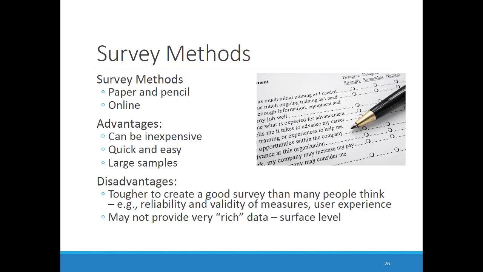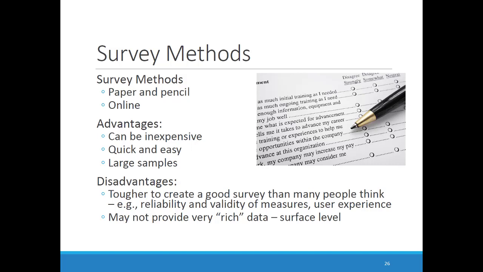Some of the disadvantages include that it is more difficult to create a good survey than many people think. You have to consider things like reliability and validity of your measures, which we are going to talk about later in this lecture, and also the user experience of the survey, so making the survey as good as possible for the person who's taking the survey.